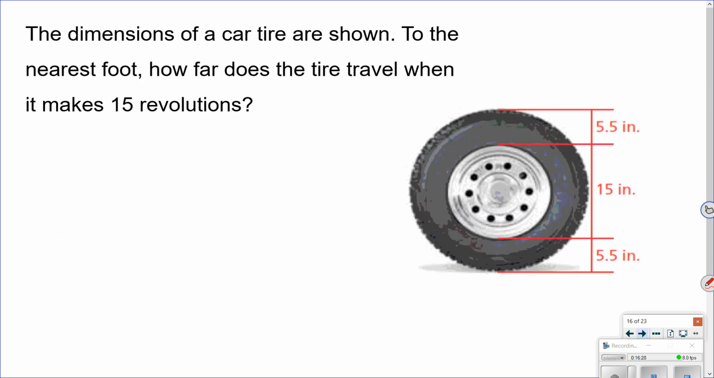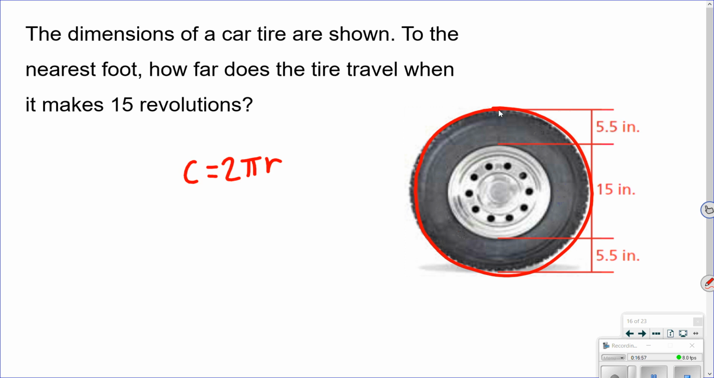Okay, a couple application problems. This one says the dimensions of a car tire is shown below. To the nearest foot, how far does the tire travel when it makes 15 revolutions? To figure that out, I need to find out when it makes 1 revolution, it travels the circumference of the tire. So I've got to find out what that's equal to. So I'm going to go 2 pi r to find the circumference, and that'd give me 1 revolution.